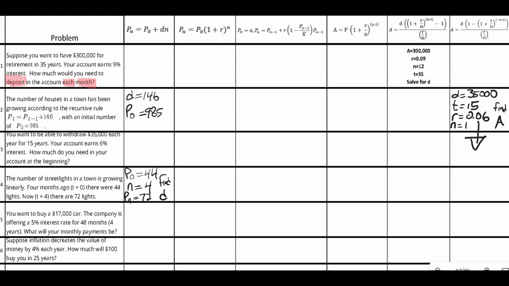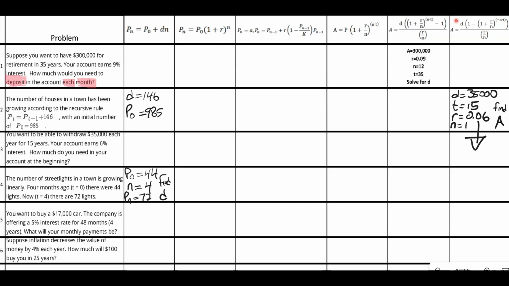All right, number 5. You want to buy a car. The company is offering a certain interest rate for 4 years. What will your monthly payments be? Monthly payments. We're back to the monthly one, the one with the D in it. How often? Monthly, 12.